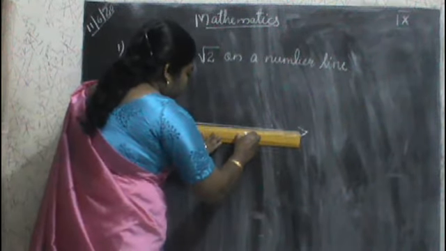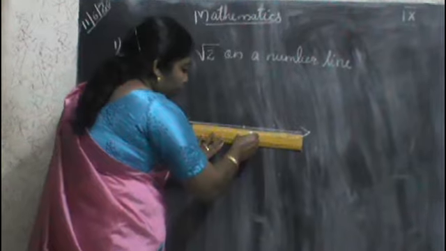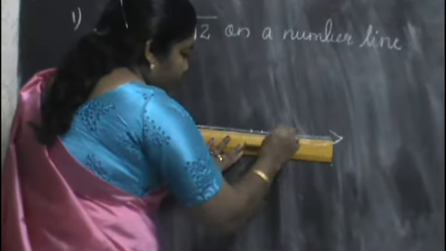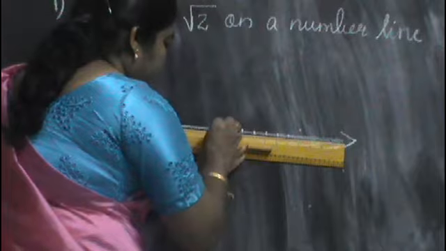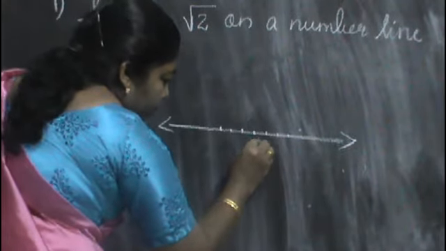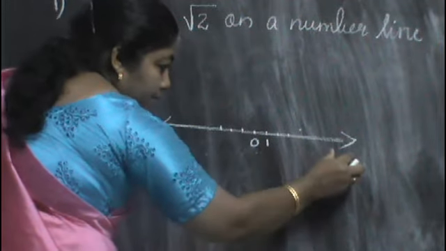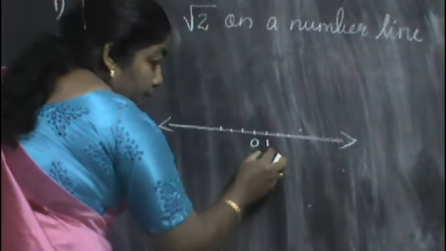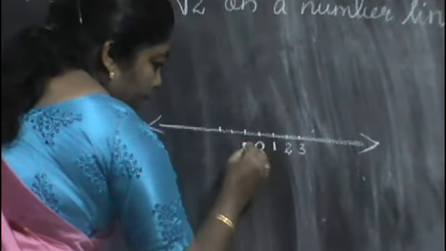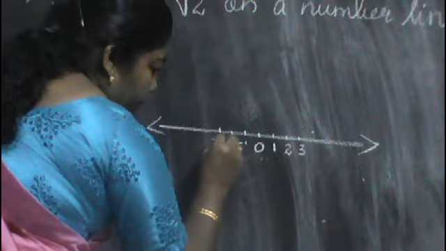Now we can mark the points here. Using a scale only, you draw this and take 1 centimeter. Here also 1 centimeter. Then we mark 0 here, 1 here. When we go to the right side of 0, numbers are positive. Here 2, here 3. Here -1, -2, -3.